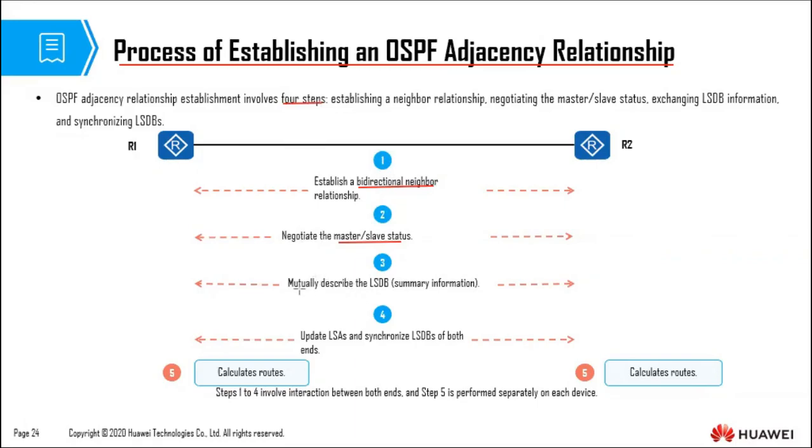Then we now start sharing LSAs, summary information. Then we start using LSRs, LSUs, and LSAcks to request routes that we don't have information on. The last step is performed separately on each device. It is using SPF to calculate the routes. Okay.